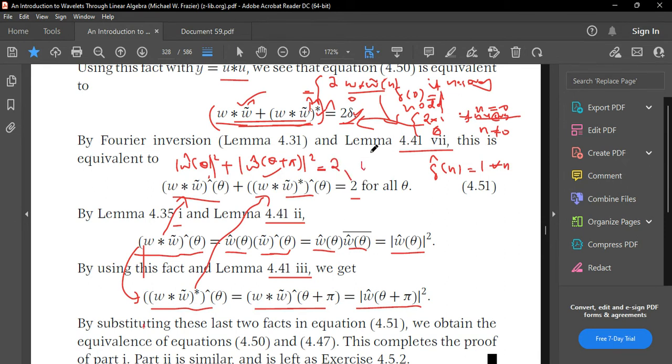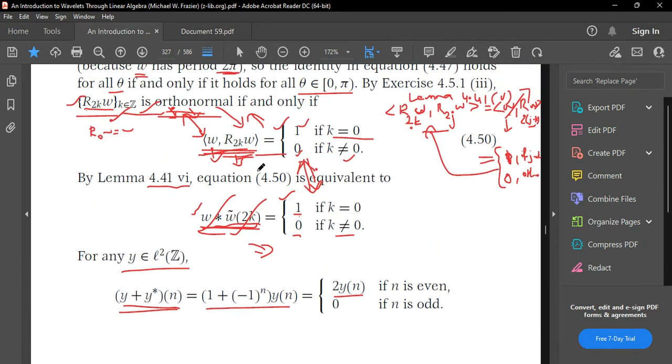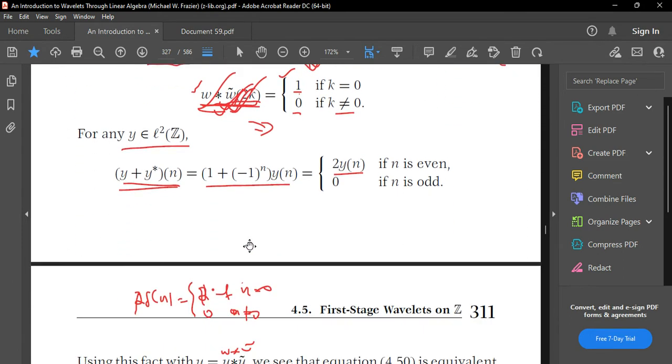So for all theta belongs to R, we have proved this result. So from here we have started. So what is now the condition? We have taken this orthonormal condition, then we have proved here, and here also we have proved. From here we have proved the result.